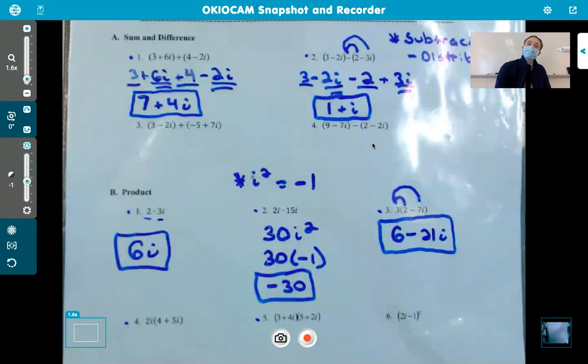Question here. So an i next to it, yeah. So don't confuse it with a variable like x or y. Anytime it's i, that symbolizes an imaginary number, yeah. Yep. Any other questions?